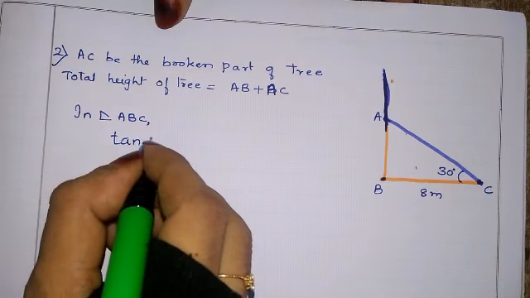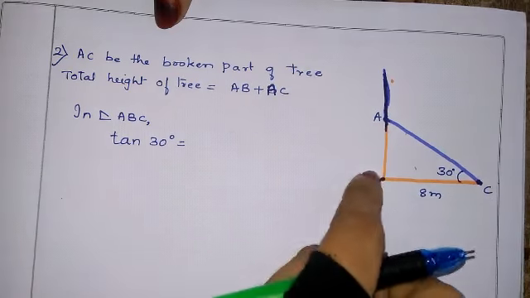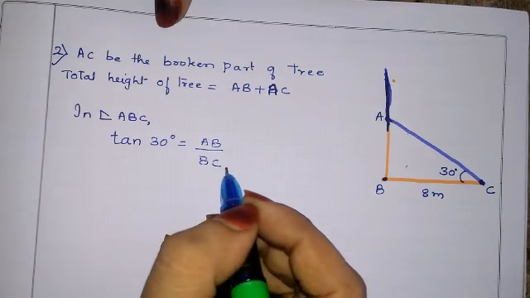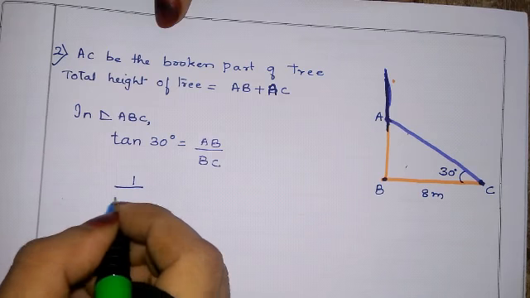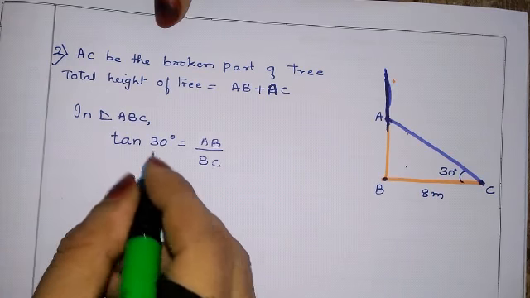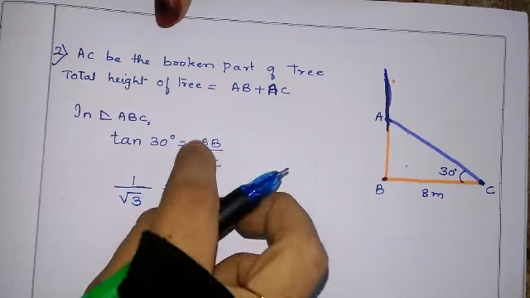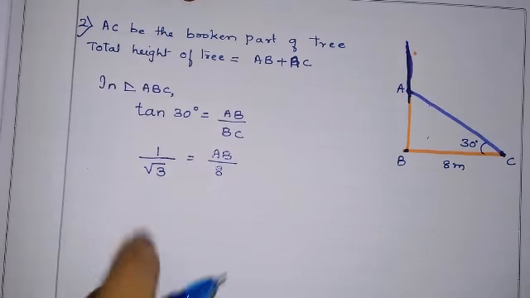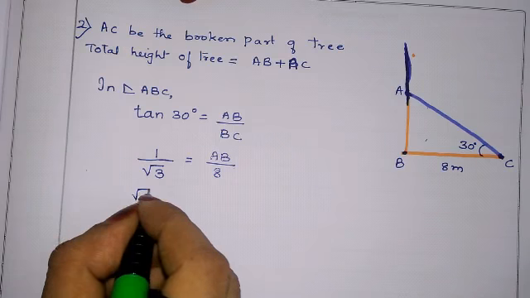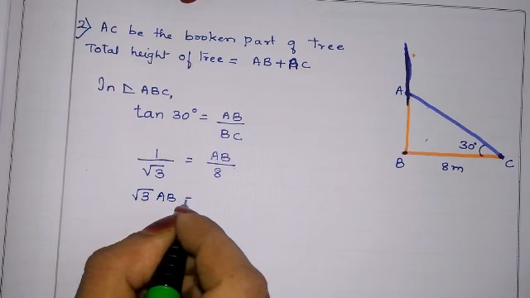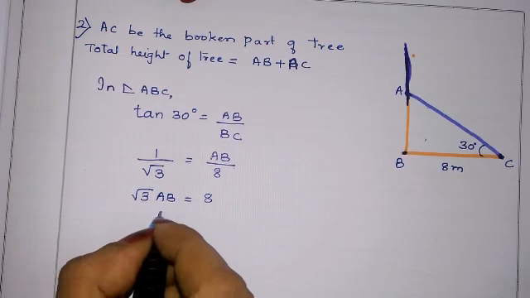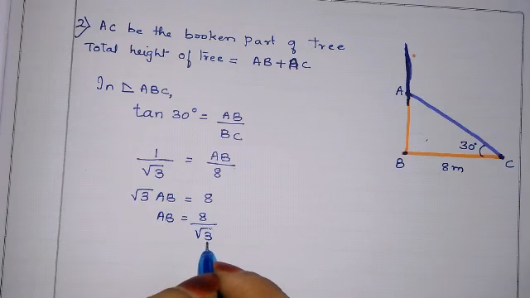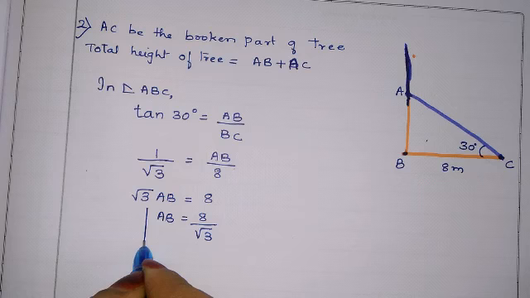Tan 30 is equal to opposite upon adjacent, AB upon BC. Tan 30 is nothing but 1 upon root 3. You should know the value by heart. AB we don't know. BC we know it is 8. Okay, so cross multiply. Root 3 into AB, root 3 AB is equal to 8 ones are 8. So AB is equal to 8 by root 3 we got. AB value we got 8 by root 3.